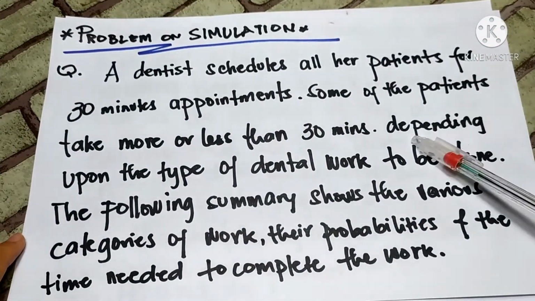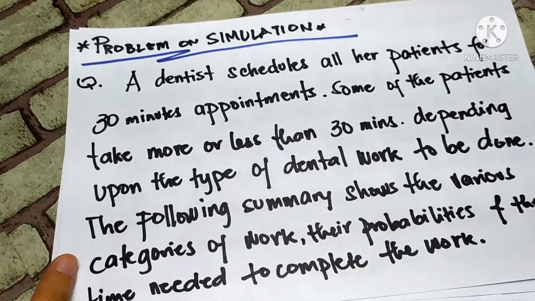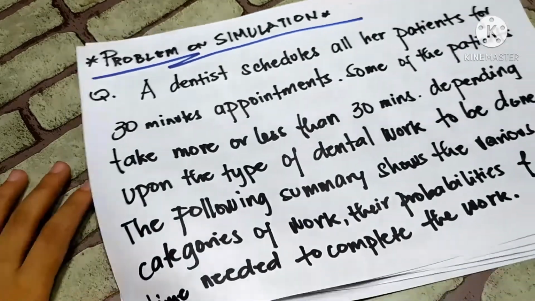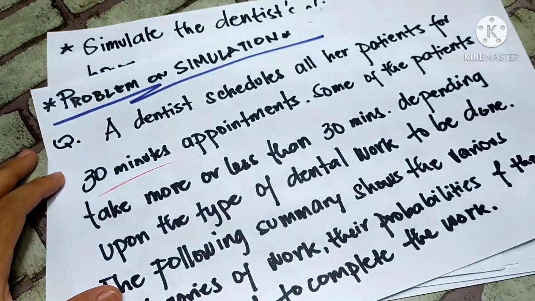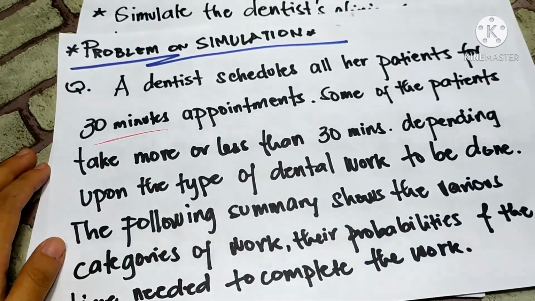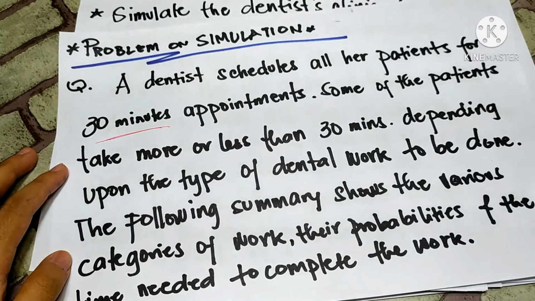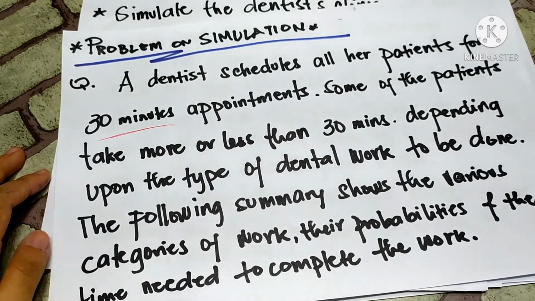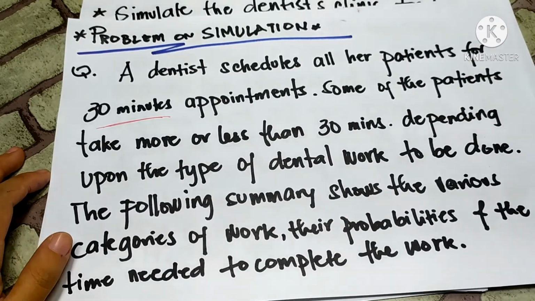So, another example for Monte Carlo simulation. The problem: a dentist schedules all her patients for 30-minute appointments. Some of the patients take more or less than 30 minutes depending upon the type of dental work to be done. The following summary shows the various categories of work, their probabilities, and the time needed to complete the work.